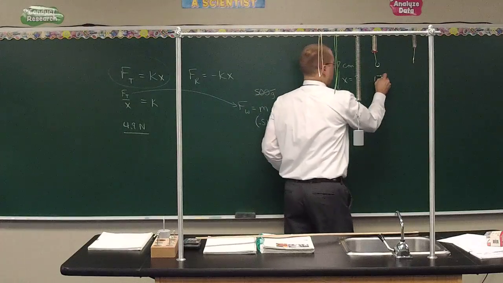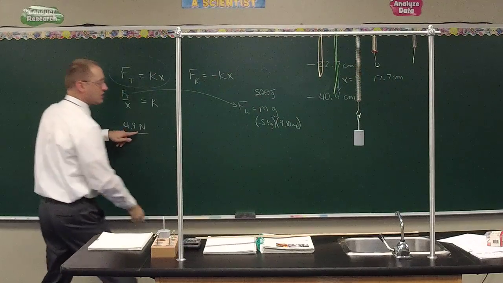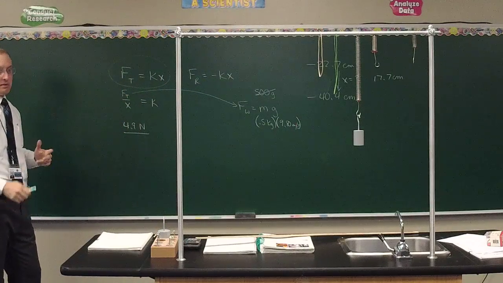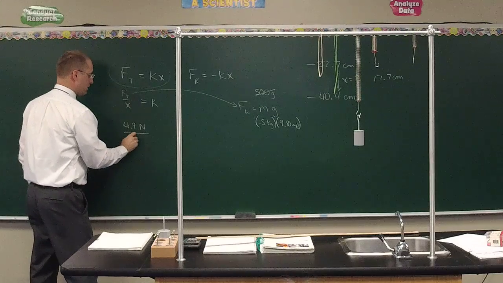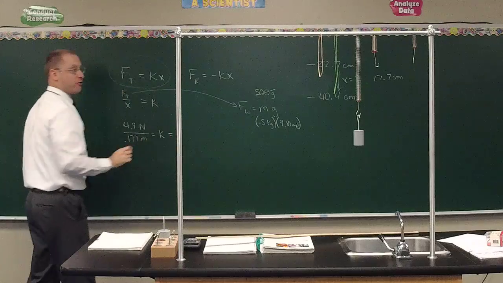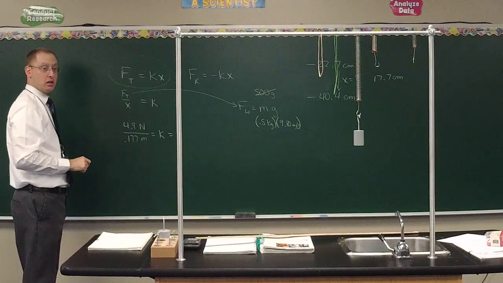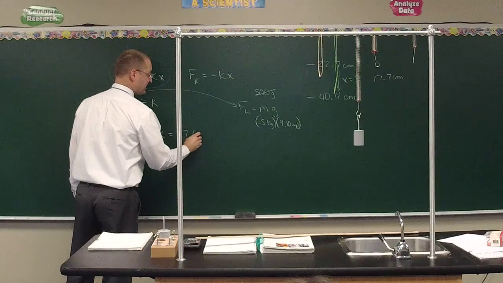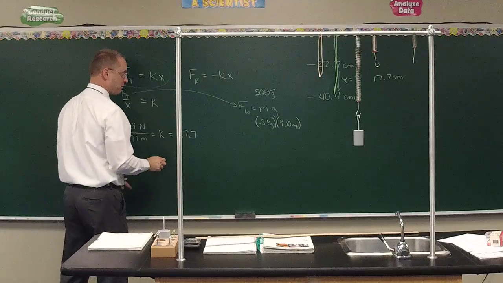17.7. Yeah, total is 17.7 centimeters, but for the stretch, because newtons involves meters, I'm going to need the stretch to be in meters. So let's change that to meters. 0.177. All right, go ahead and divide, and let's get the k for my fixed spring. And what do we get? 27.683.